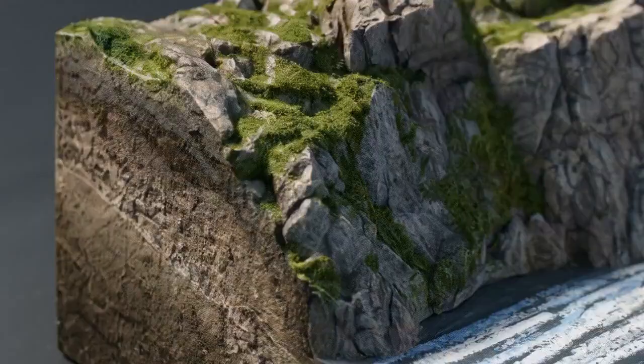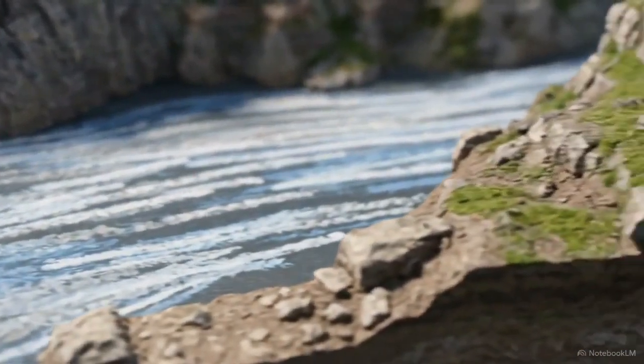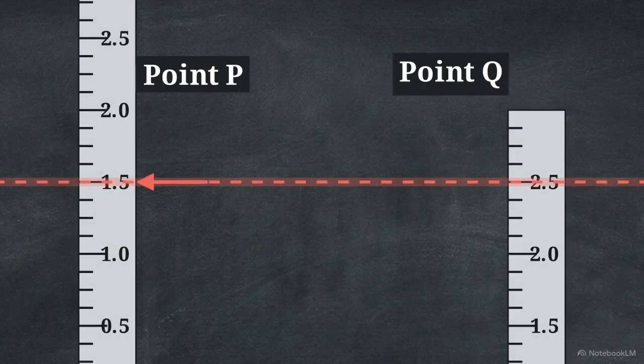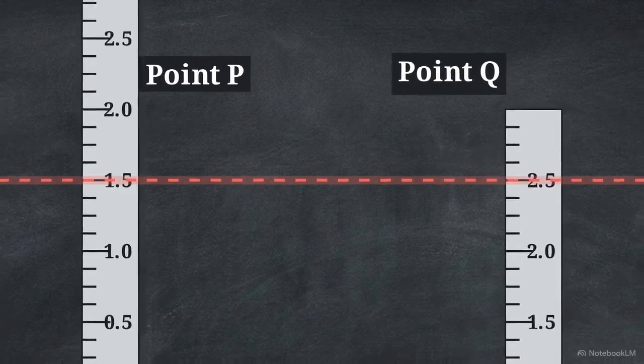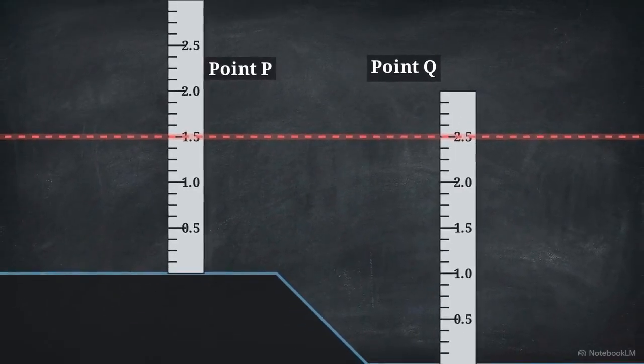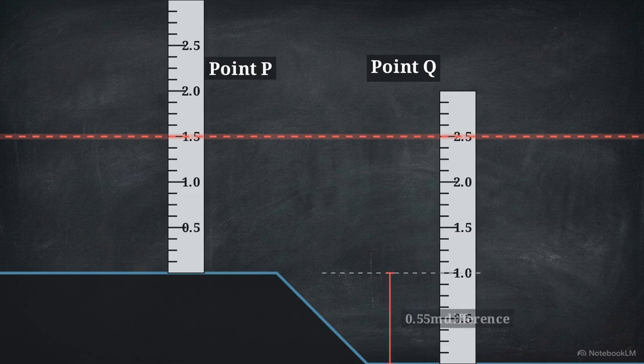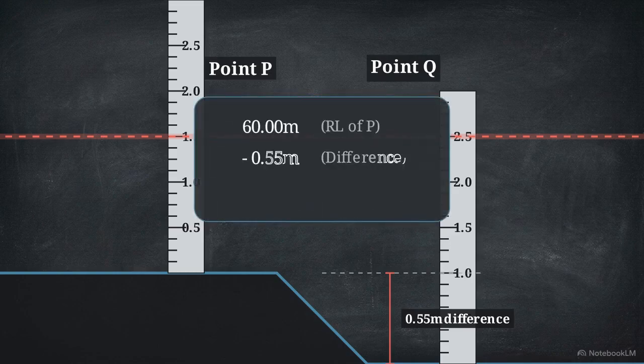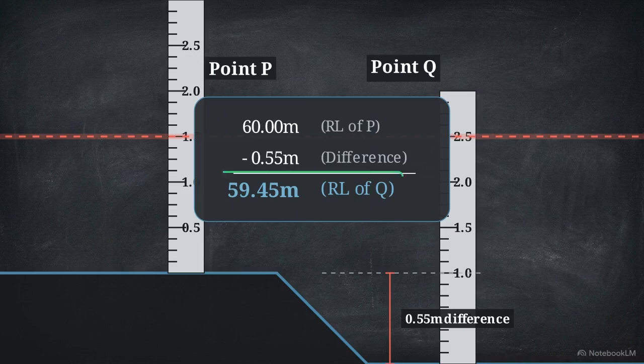To apply our 0.55 meter difference correctly, we now have to look at the physical orientation of the landscape. In our initial data, the staff reading at point Q was higher than the reading at point P. A higher staff reading means the optical laser had to travel further up the measuring stick, which physically means the ground at Q is lower than the ground at P. Because point Q is lower, we subtract our true difference from the known elevation of point P. 60 meters minus 0.55 meters gives us 59.45 meters. That is the exact final reduced level of point Q.